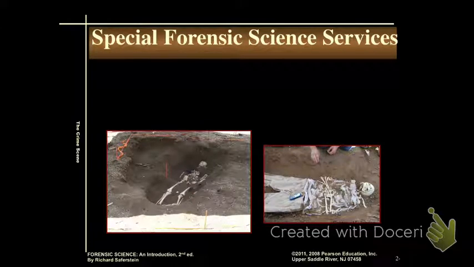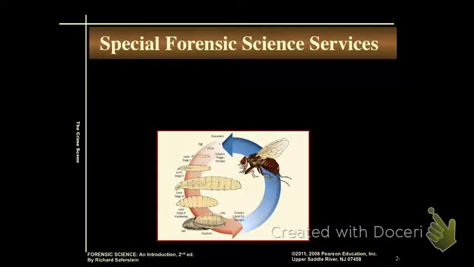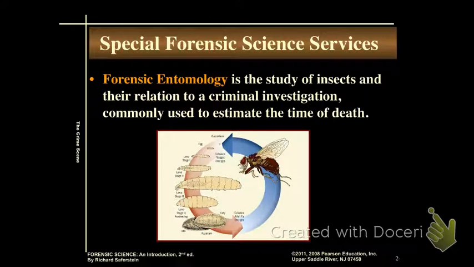This is forensic anthropology, the study of bones. Identification and examination of human skeletal remains. And then we have forensic entomology, which we've discussed already. The life cycle of the fly. How to determine the post-mortem interval or time of death.